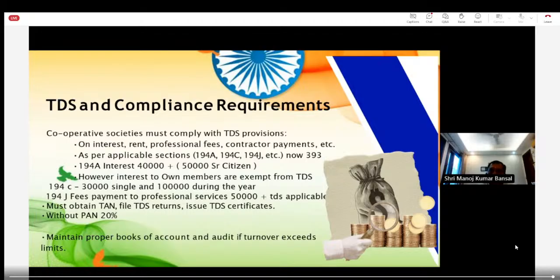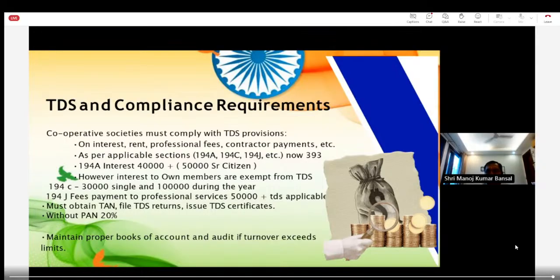The limit for payment to a contractor is 30,000 if a single payment is there. If it exceeds 30,000, then TDS is leviable. That is 2% for corporates and 1% if it is an individual other than corporates. Or if the total amount is more than 1 lakh, suppose there are 4 transactions of 25, 25, 25, 25, if it exceeds 1 lakh during the year, then under contract payment, TDS is leviable and deducted.